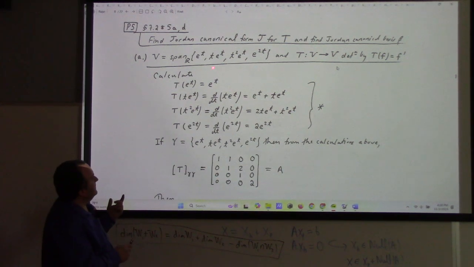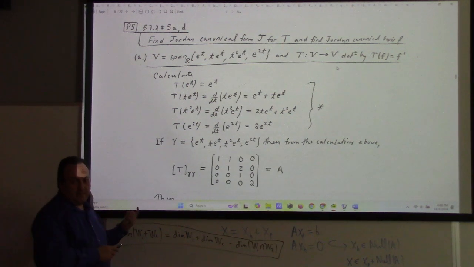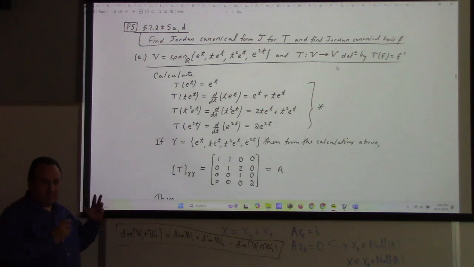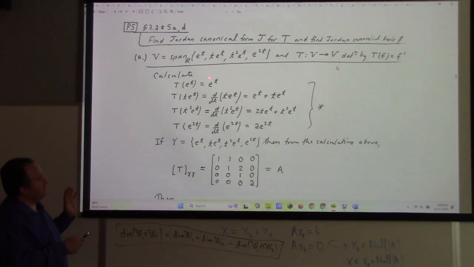So first order of business, I just calculated T acting on the natural basis. And when you look at that, you should see what you're looking at. You should see, oh, this is an eigenvector. That's an eigenvector, right? You maybe even should see that this is a generalized eigenvector of order 2, because this gives you back itself plus the previous thing. So this means eigenvalue 1. You're looking at (T minus 1) times t e^t is equal to e^t.